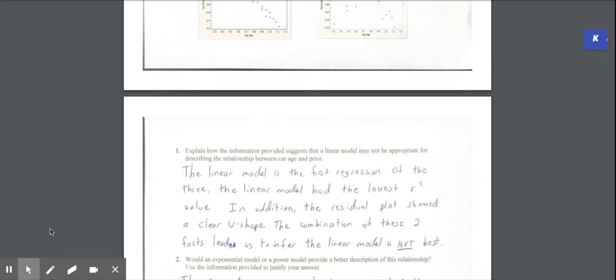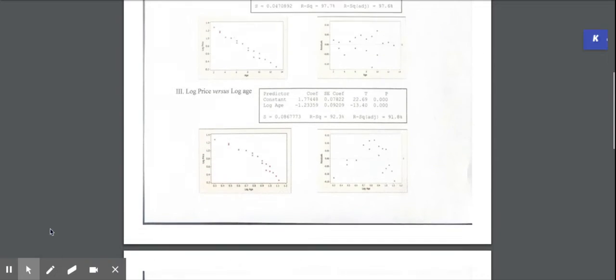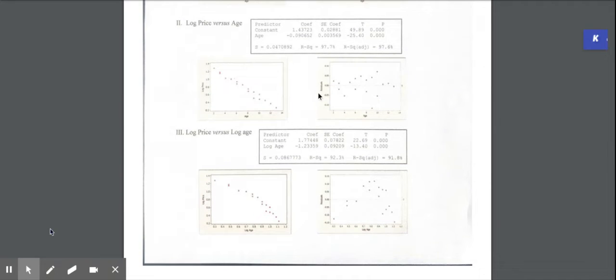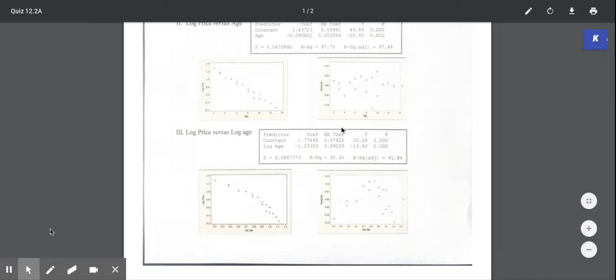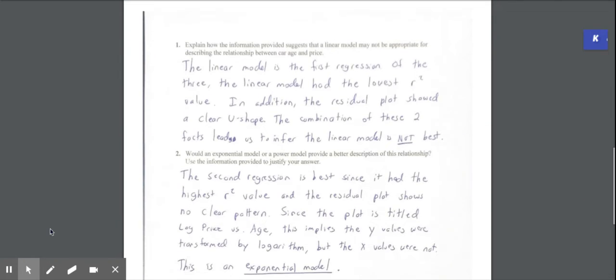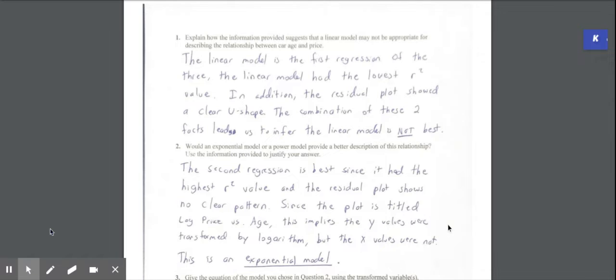Second question. Would an exponential or power model provide a better description of this relationship? Use the information provided. So now it comes down to these two models. So let's see which one's better. The R squared value of the second one is better than the R squared value of the third one. It's closer to 100%. Secondary piece, let's look at the residual plots. This one doesn't appear to have any clear pattern. This one kind of does. It looks like an upside down kind of U-shaped pattern there. Out of these two, this residual plot is definitely better, and the R squared value is better there as well. With those two things combined, that is telling us that the second regression is the best one, has the highest R squared, and the residual plot shows no clear pattern.